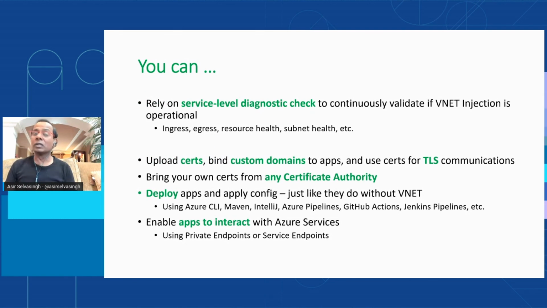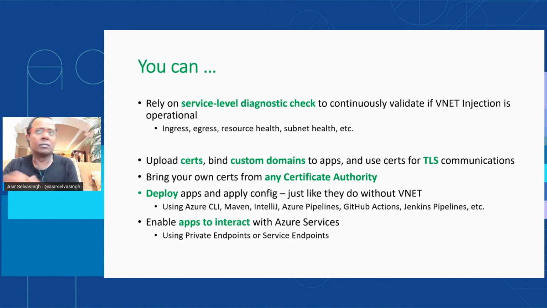You can also rely on service level diagnostic check because when you're placing Azure Spring Cloud in a virtual network, there could be many resources involved. So if some configuration changes, things can go wrong. That's why we have a diagnostic check that you can continuously use to check whether everything is operational. You saw me using custom domains, so you can upload your certificates, bind custom domain, and use certificates for TLS. And you can bring any certificates, whether it's self-signed or issued by any well-known authority.